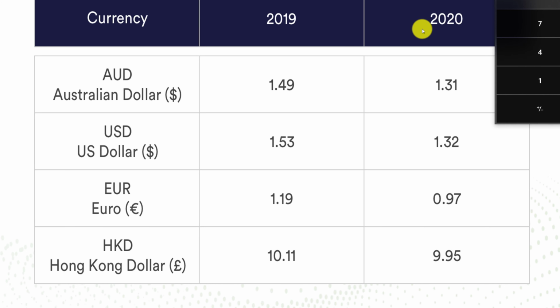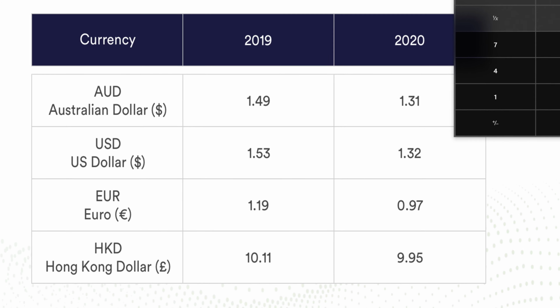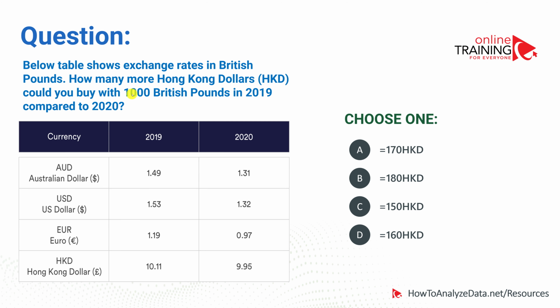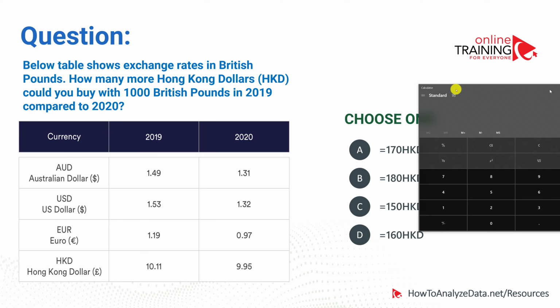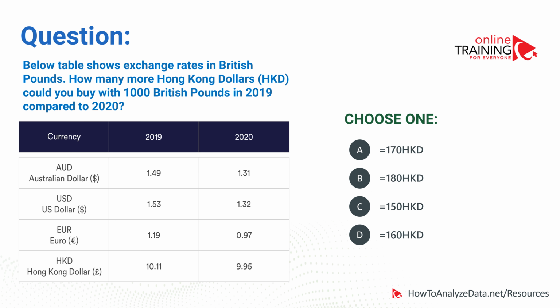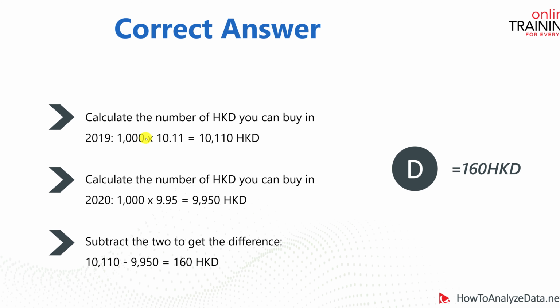But the question asks us to calculate the difference for 1,000 pounds. So the next step, we need to multiply this value by 1,000. And once we're done with multiplication, we'll get to a value of 160 Hong Kong dollars. So the answer is, you can buy 160 more Hong Kong dollars in 2019 than you could in 2020. Let's look at the alternative way to do it.